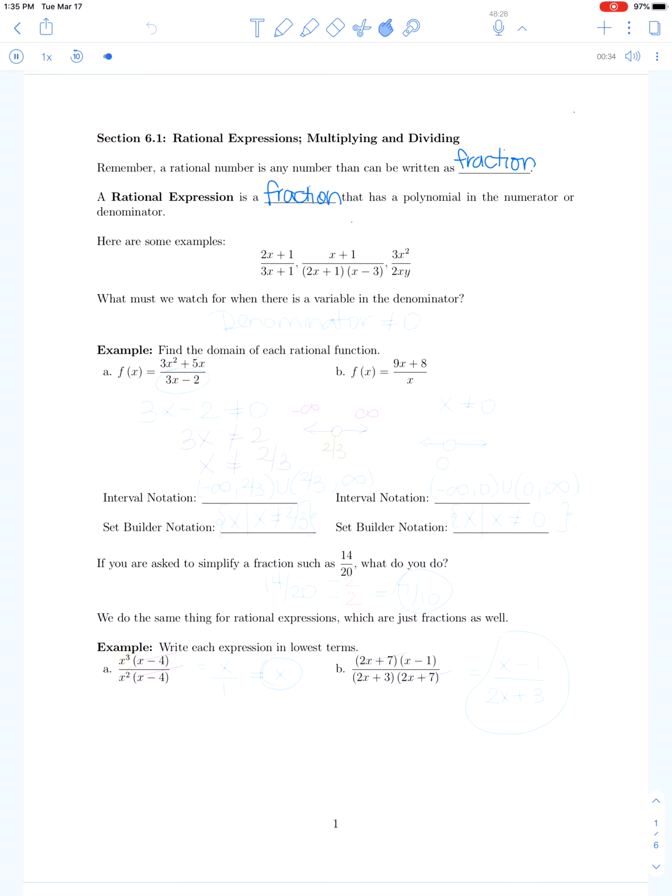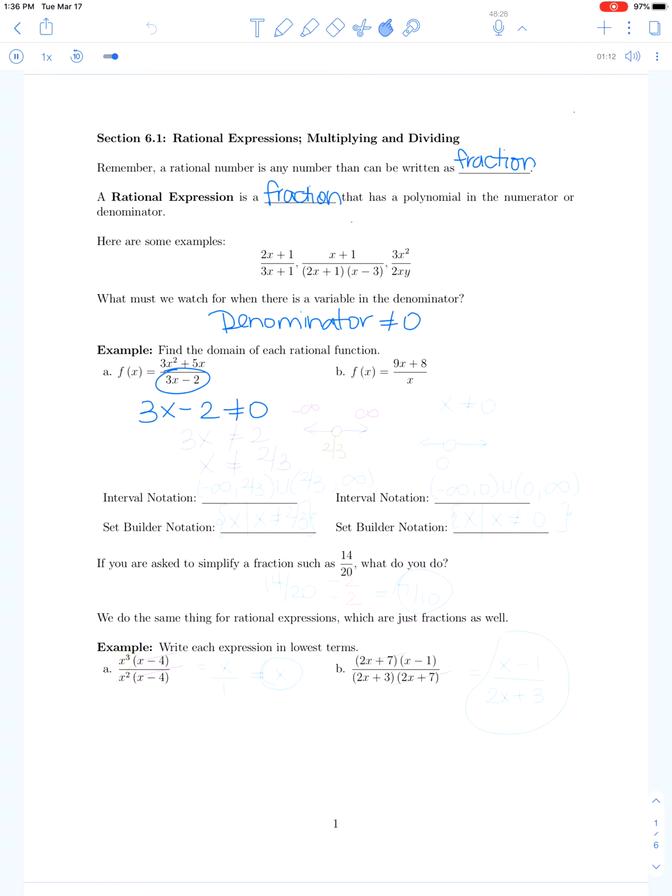Remember, this is a big problem because you cannot divide by 0. So that's the first thing that we need to be careful about, is making sure that the denominator of our rational expression does not equal 0. So in this first example, the only thing we are concerned about is that the denominator, 3x minus 2, does not equal 0.